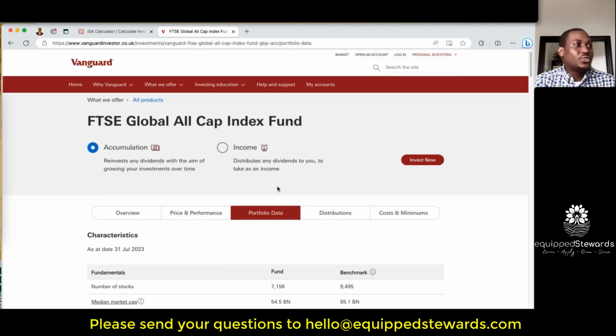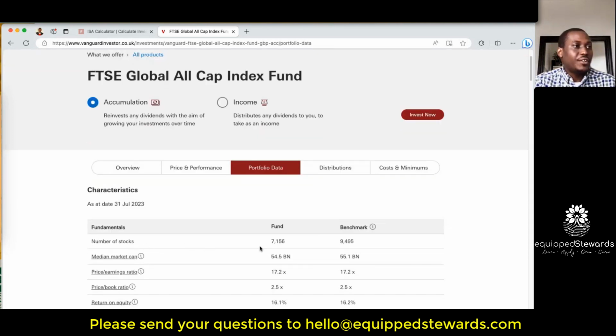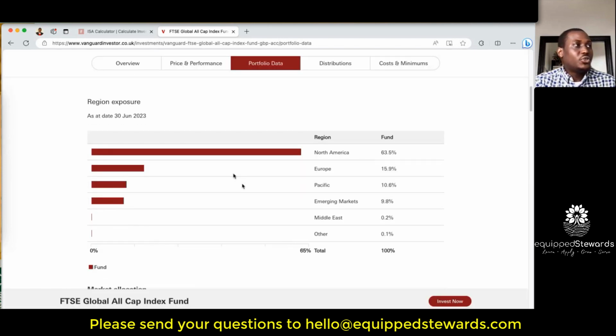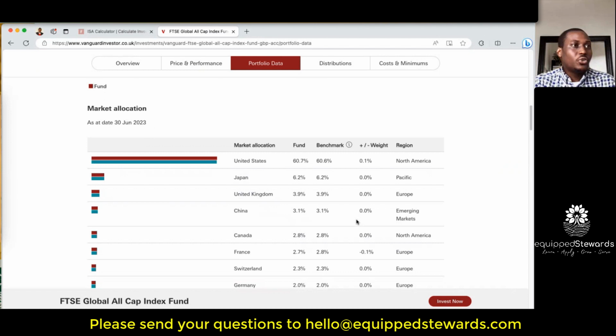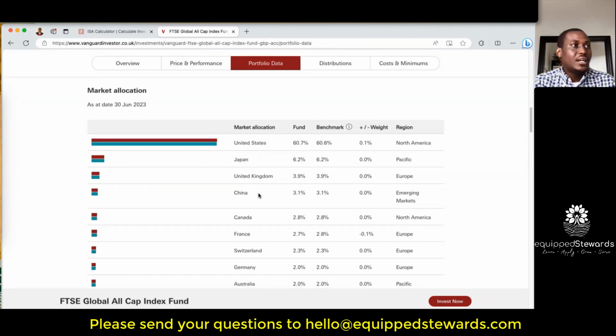Now you can look here to see the shares. For example, you can see the number of stocks in the fund, 7,156, and then it tells you where they are invested. For this fund, about 63% of the companies they invest in are in North America, 15.9% in Europe, 10.6% in Pacific, that's Asia Pacific, then 9.8% in emerging markets, and so on. Then you can also check specific countries where they are invested. Usually, America accounts for about 58% or 59% of the global stock market. Because America has a very big economy, it features more in this type of fund because it's a global fund. So you are buying depending on the market share of the different countries in the whole world.